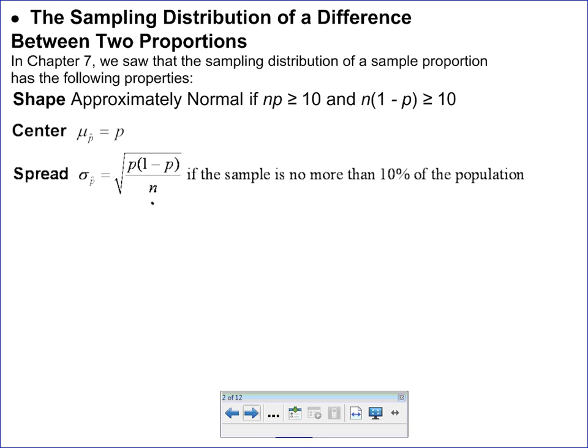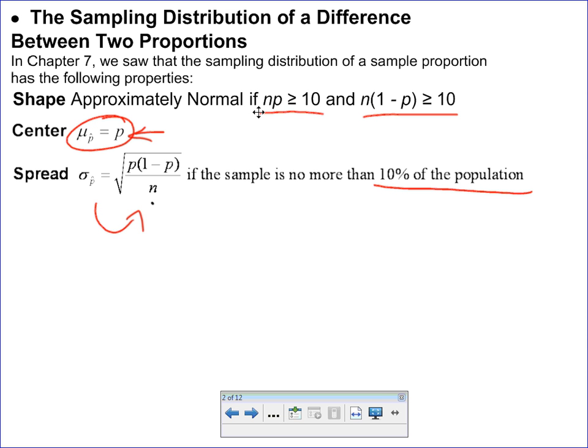So, in Chapter 7, we saw that the sampling distribution of a sample proportion has the following properties. It's approximately normal as long as n times p and n times 1 minus p are greater than 10. The true mean of all the samples was the proportion in the population. And the spread of the sampling distribution was the square root of p times 1 minus p over n, as long as we didn't sample more than 10% of the population.